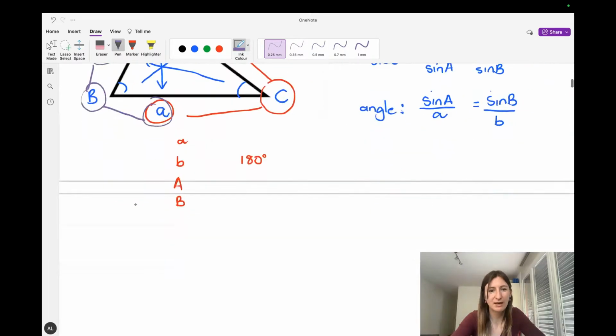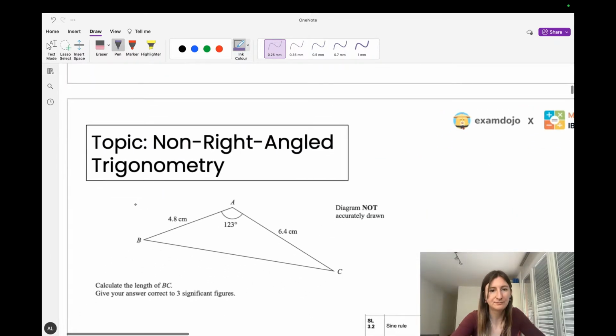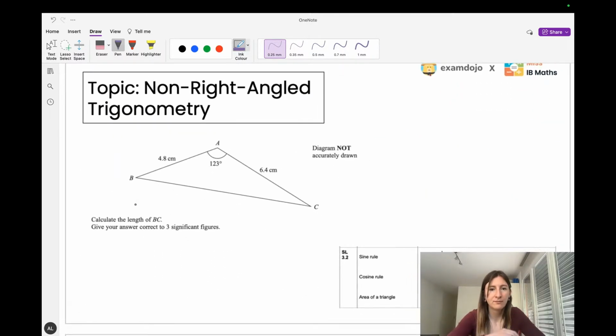So let's go and try an example. All right, so we need to calculate the length of BC. That's this one over here. There's B, there's C. So we need BC, that one. I'm going to call it x.